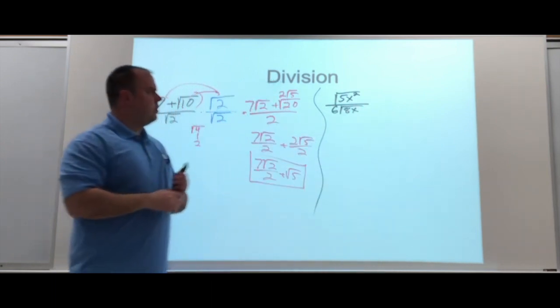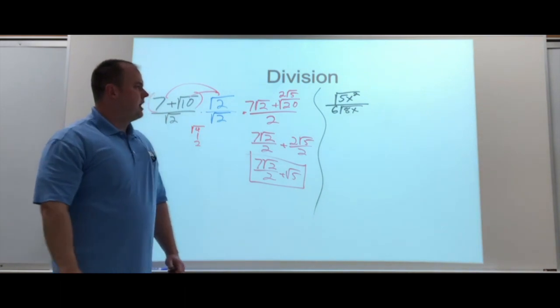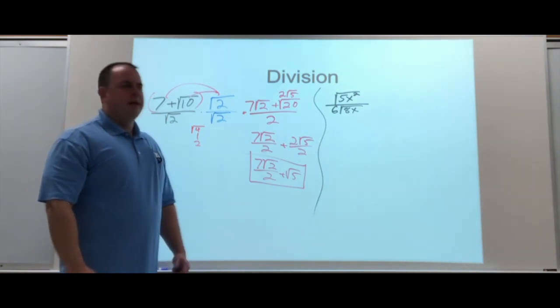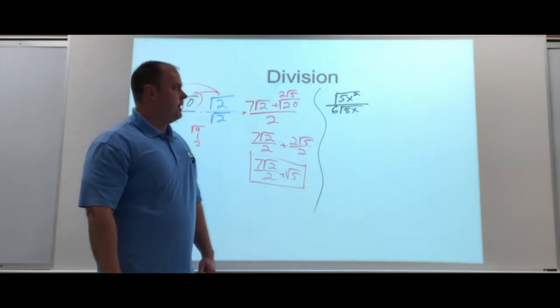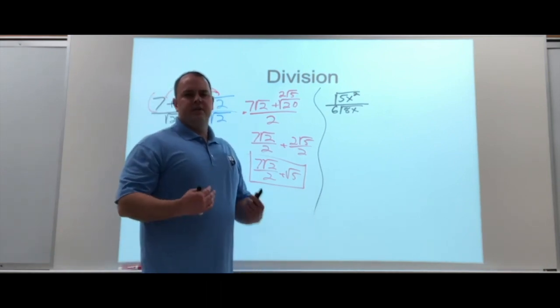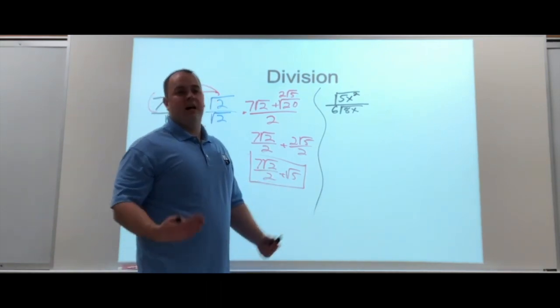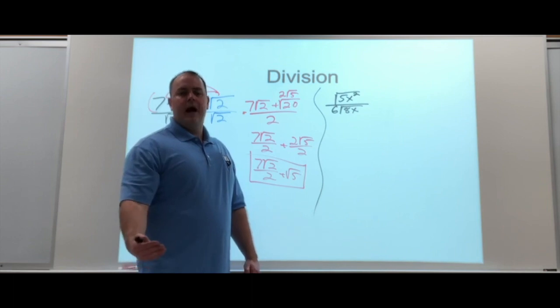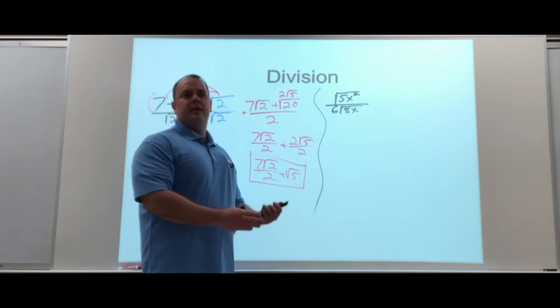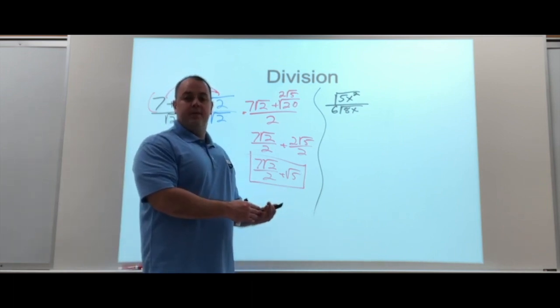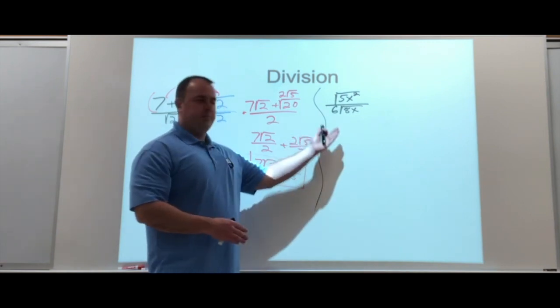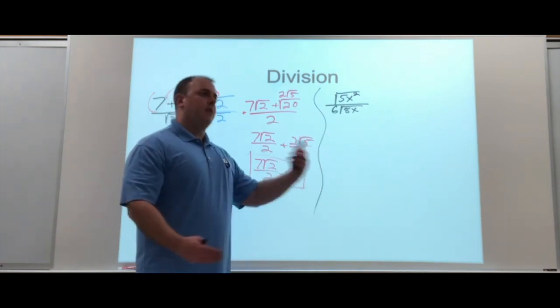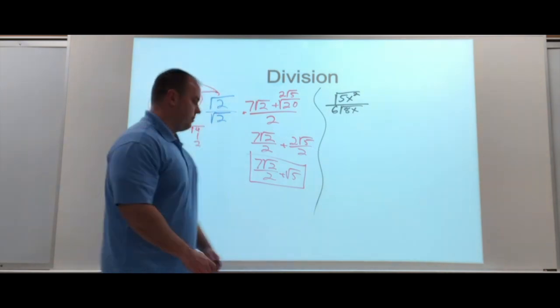So here we have square root of 5x squared divided by 6 square root 8x. Now there are some things you could simplify here first. This is just a suggestion. I like to do my rationalizing first, because then you only have to simplify one time after you've done the rationalizing. If you simplify now, rationalize, you might have to simplify again later after you multiply.